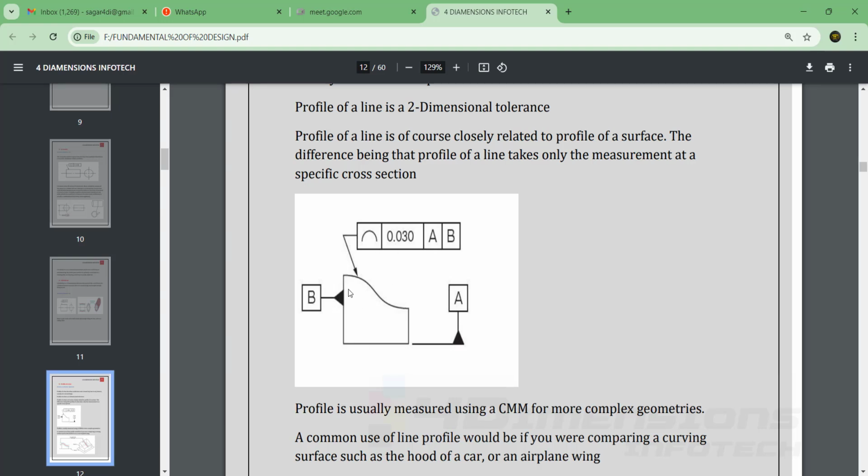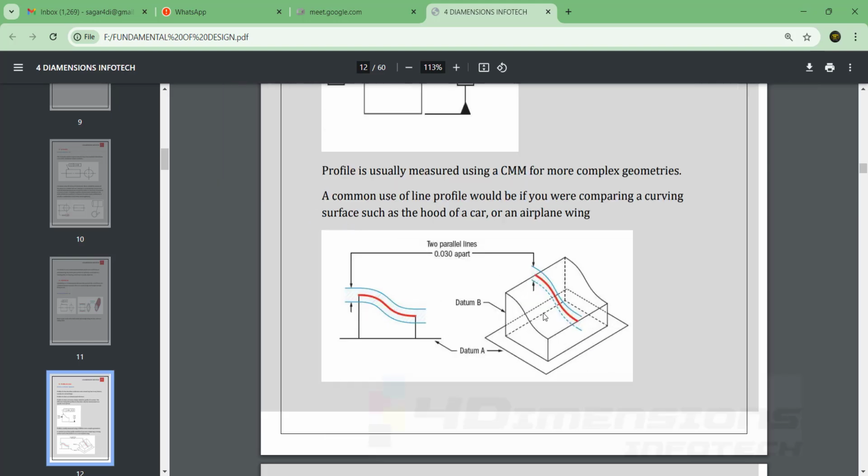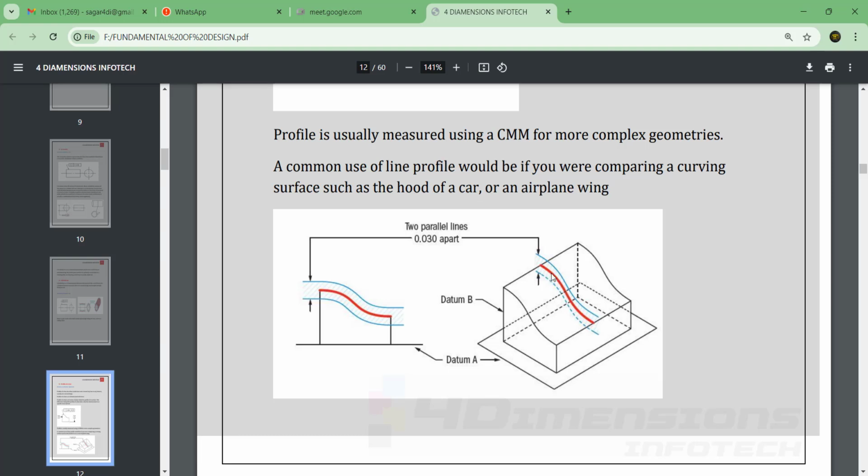So here A and B datums have been given, and this symbol is representing the profile of line, and this is the value of the tolerance zone given here. So now you can see these two lines are representing the tolerance zone, that is 0.03, and the actual surface is lying between these two reference lines. If this line exceeds above or below these two reference lines, then you can say the profile of line is not up to the mark as we require. So this is the datum A, that is this flat surface, and the side face is datum B.